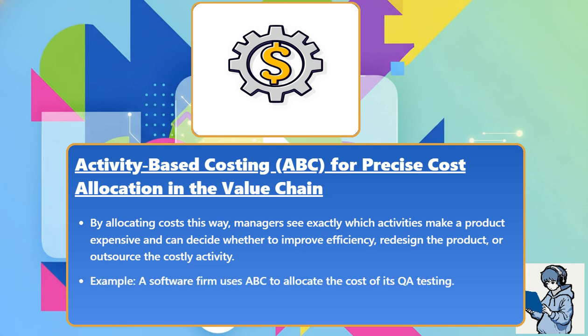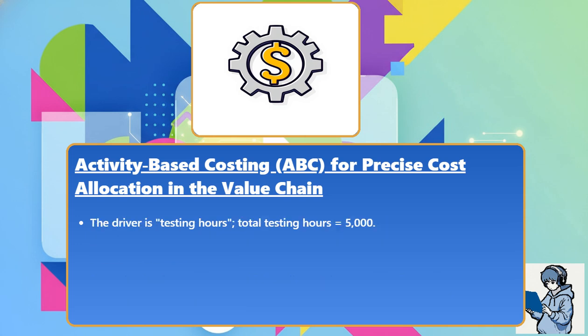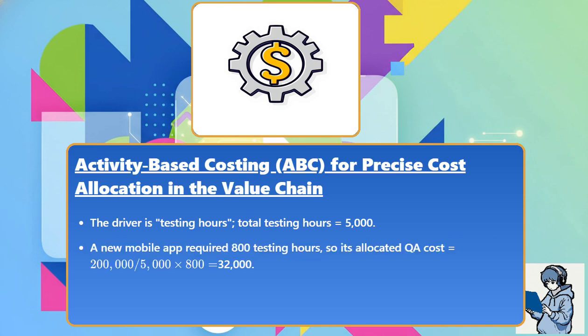Example: a software firm uses ABC to allocate the cost of its QA testing. The total QA cost is $200,000. The driver is testing hours; total testing hours equal 5,000. A new mobile app required 800 testing hours, so its allocated QA cost equals 200,000 divided by 5,000, times 800, equals $32,000. This precise number is then fed into margin analysis.